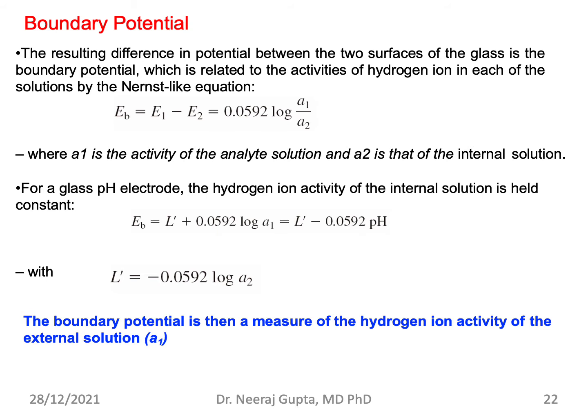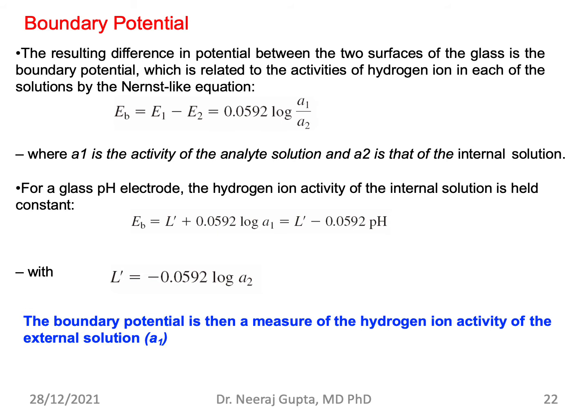Now let's see how the boundary potential is calculated. The resulting difference in potential between the two glass surfaces, that is the boundary potential, is related to the hydrogen activity in each of the solutions by this Nernst-like equation. For example, EB is equal to E1 minus E2, which is equal to 0.0592 log of A1 by A2, where A1 is the activity of the analyte solution and A2 is that of the internal solution.